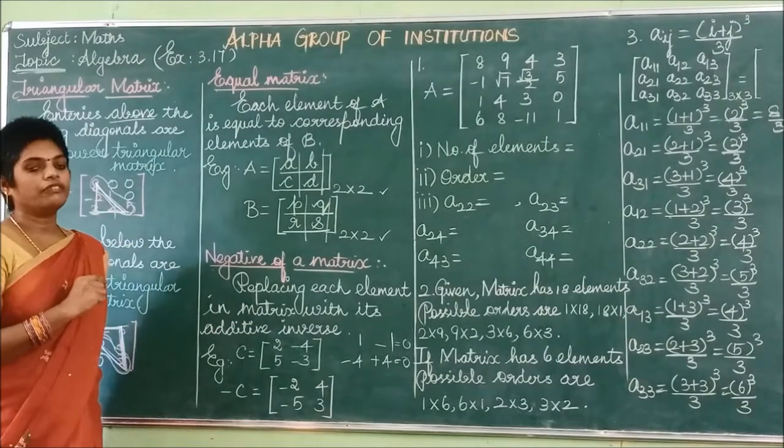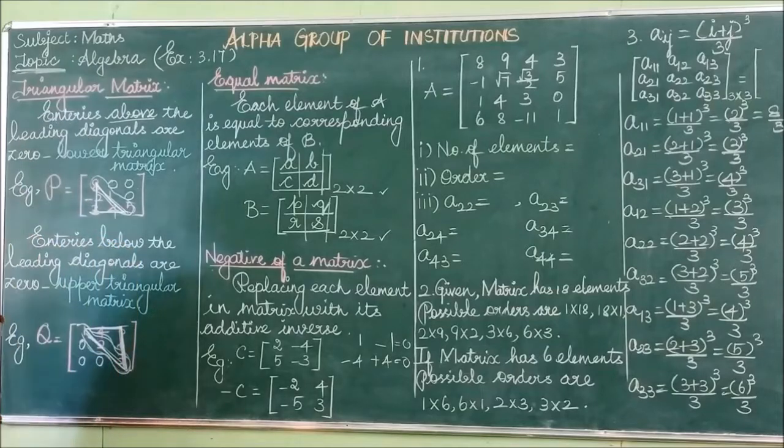Okay. Then listen to the first problem. Exercise number 3.17. Look at your book. In the matrix A equal to 8, 9, 4, 3, minus 1, root 7, root 3 by 2, 5, 1, 4, 3, 0, 6, 8, minus 11, 1, write the number of elements and the order of the matrix. Write the elements corresponding to A22, A23, A24, A34, A43 and A44.